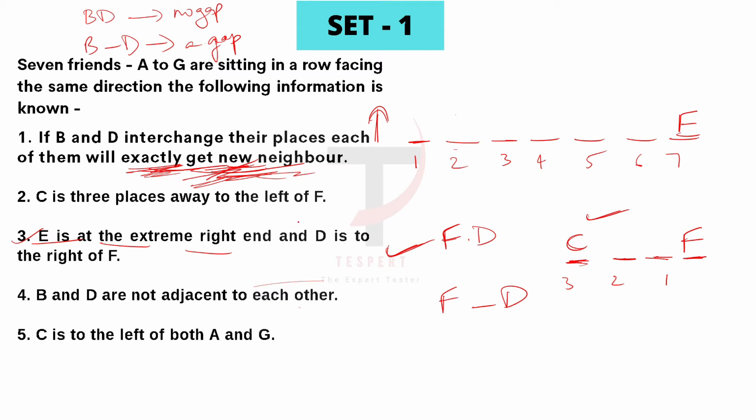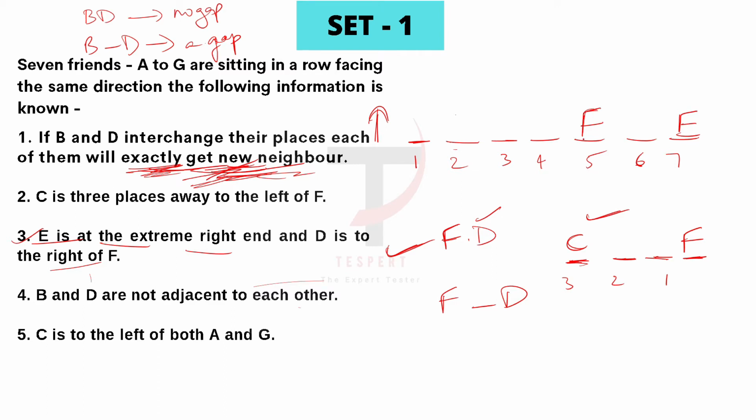Let us see. Now if you observe, we have D is to the right of F, which means to the right of F there must be at least one space left so that we can fill D. If I place F at the 6th position, then where should I place D? D should be right of F. So at least one position must be vacant to the right of F. So the minimum possible case is placing F at position number 5.